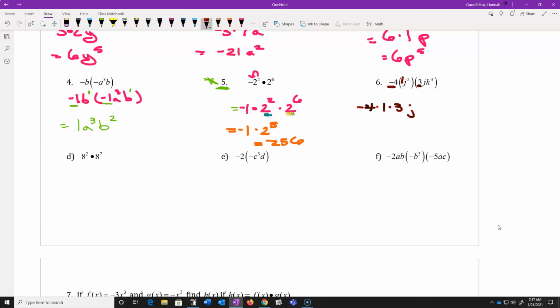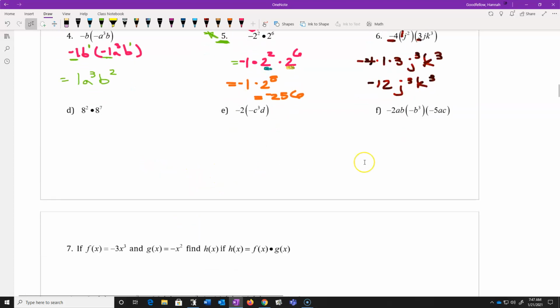That would be a j to the second plus a j to the first would be j to the third, and a k to the third, because there's nothing else there. And ultimately, these all multiplied by each other would be negative 12. So negative 12, j to the third, k to the third, and you'd have your completed monomial. So it's just about being cautious as you go down the line of what you're dealing with.